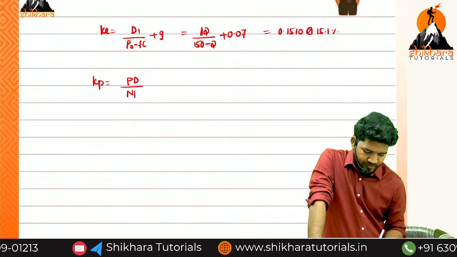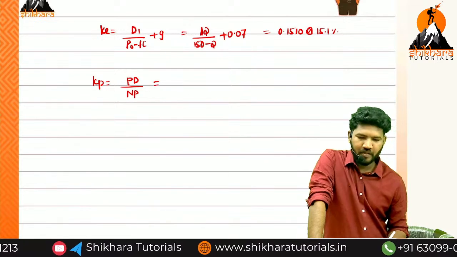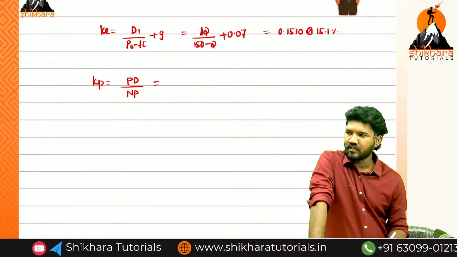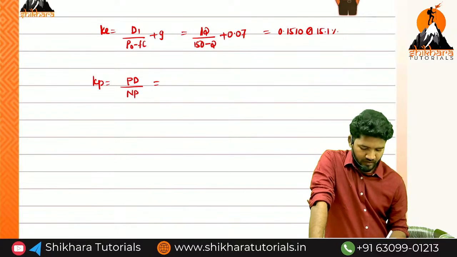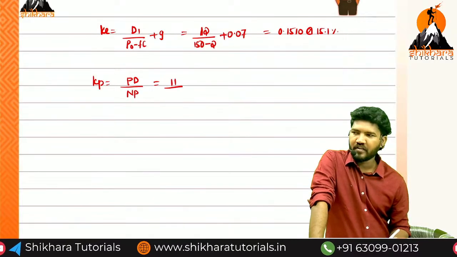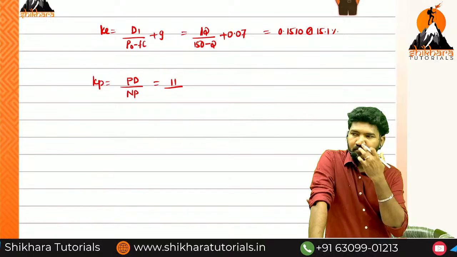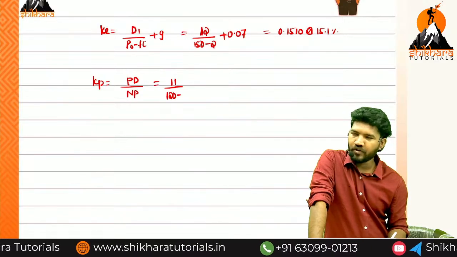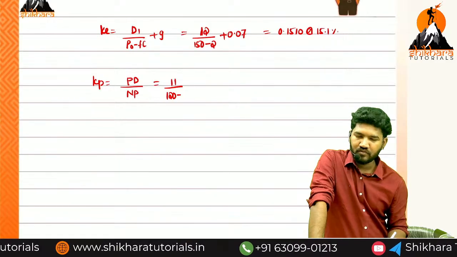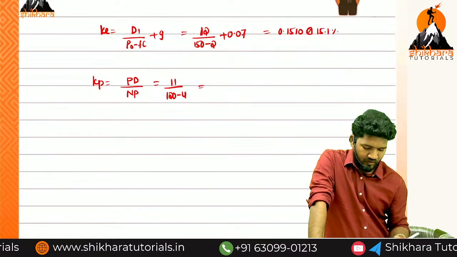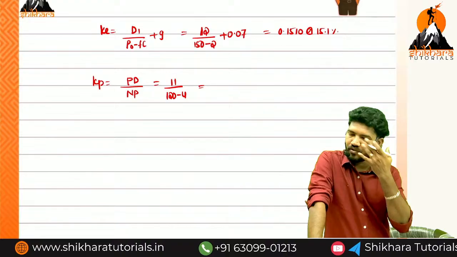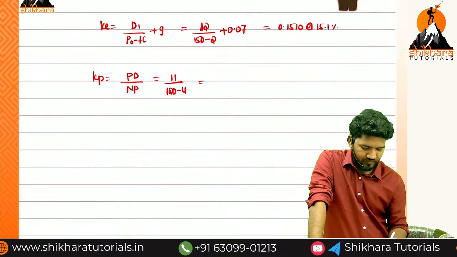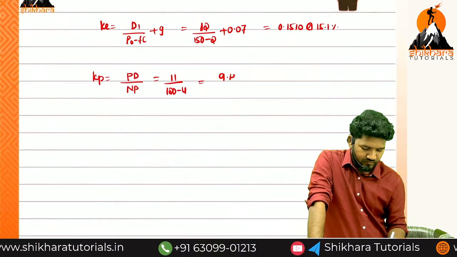net proceeds. What about the percentage of preference dividend? 11% on face value, 11 rupees only. 11 divided by, they are sold at 120. On that they need to pay flotation cost of rupees 4. Now 11 divided by 116 into 100, you will get a percentage, 9.48%.